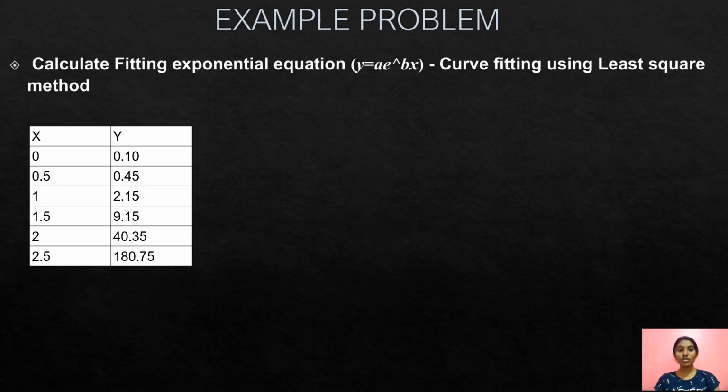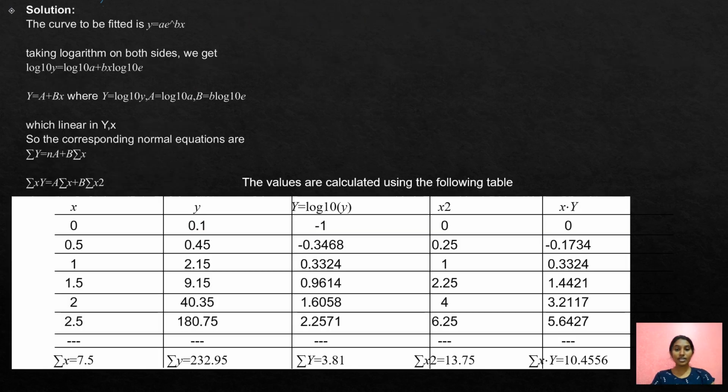Calculate the fitting exponential equation, that is y is equal to a into e to the power bx, curve fitting using the least square method. Using this equation, we have to fit the data in the form of the least square method. These are the x values and these are the y values that are given. Now let's see a solution for it.